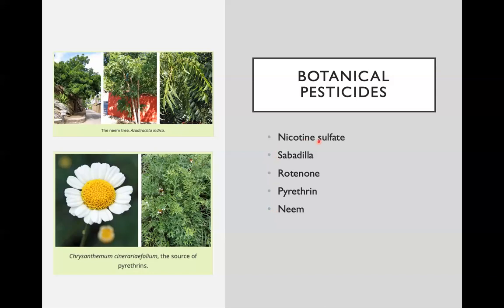So nicotine sulfate, it's derived from tobacco plants. This is a chemical that's used to control lots of different types of insects, aphids, spider mites, mostly sucking insects, but lots of different species. It's a pretty nasty chemical. I wouldn't advise you to go and start using nicotine sulfate right away.